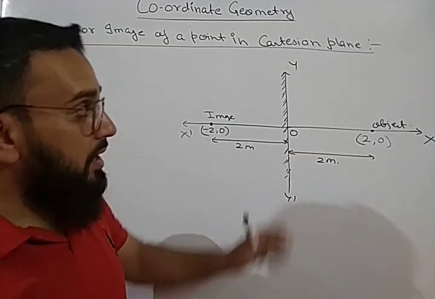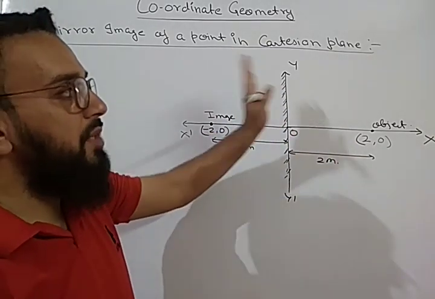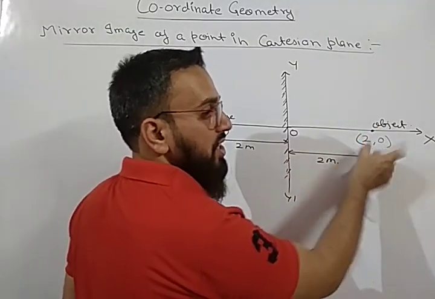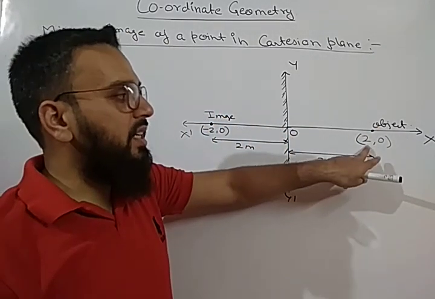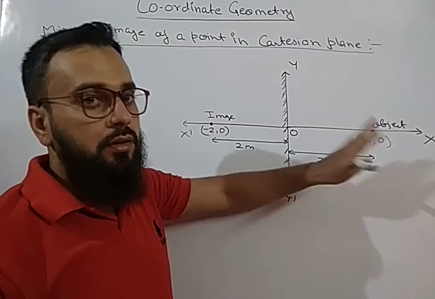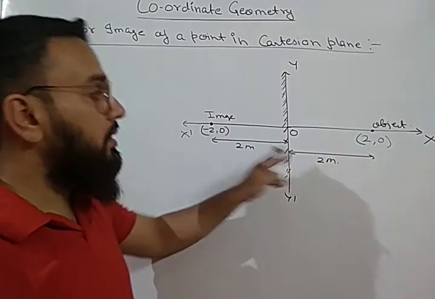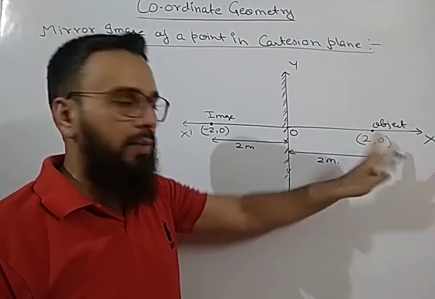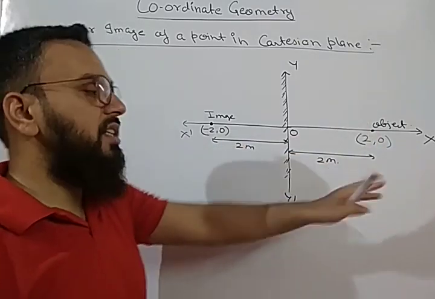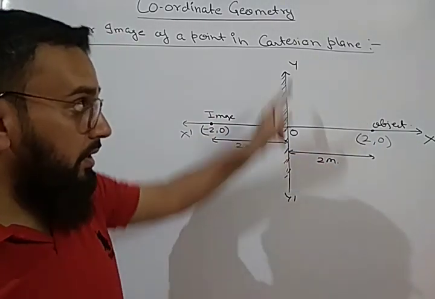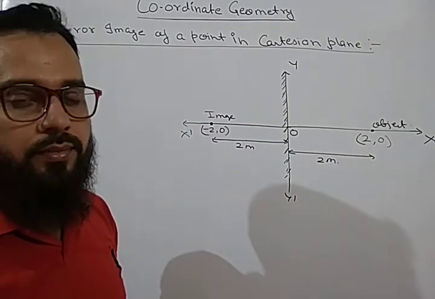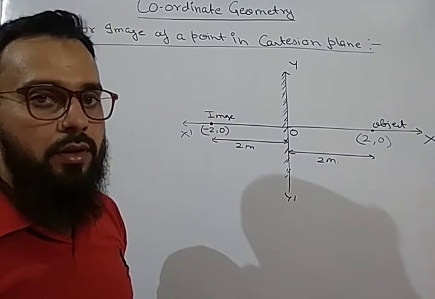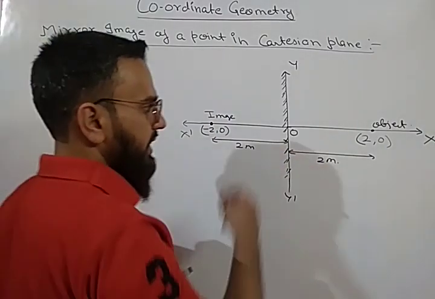It means if we consider a mirror on the y-axis, then the location of the point changes. Or we can say the mirror image of the point is the same, but the sign changes. If the point is (2, 0), then its mirror image will be (-2, 0), if the mirror is placed on the y-axis. Its y coordinate doesn't change, only the x coordinate changes. Clear?